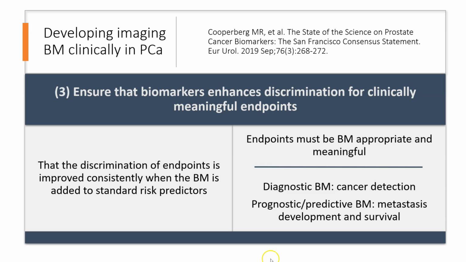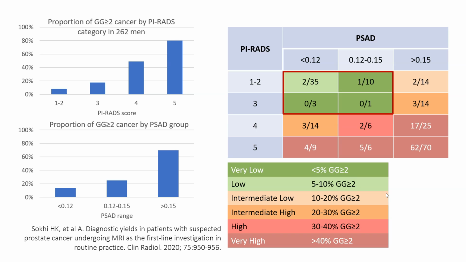Condition 3. We have to ensure that biomarkers improve discrimination for clinically meaningful endpoints. Here there are two things we need to note. One is that this is a consistently improved discrimination, and two, the biomarker is appropriate and meaningful. So in the context of a diagnostic biomarker, it's, say, cancer detection. Let's take the example of combining the PI-RADS score and PSA density.